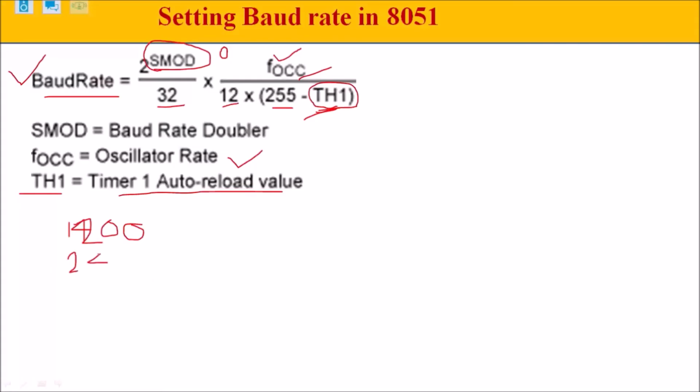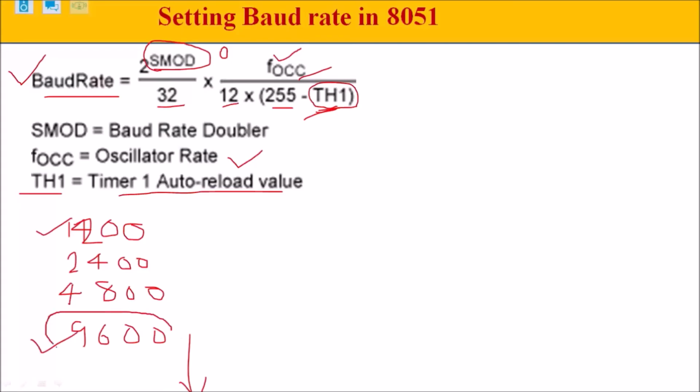1200, 2400, then 4800, 9600, and many others. Higher baud rates are also available. 1200 is a lower baud rate. This is a moderate baud rate. We generally use this baud rate to transmit data, 9600. आपण कुठे पण किट मध्ये प्रोग्राम डाउनलोड करायला पण we are going to use this baud rate 9600.